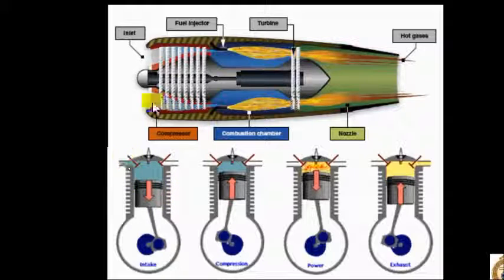But still, we have intake, compression, power, exhaust. The only thing is, thrust is created here, whereas the crankshaft is connected to a propeller that spins to produce thrust, kind of like a window fan.